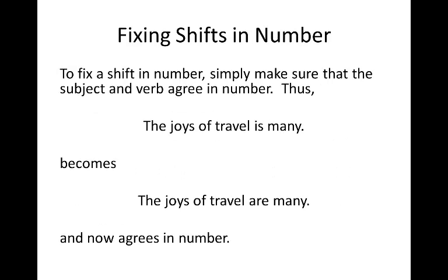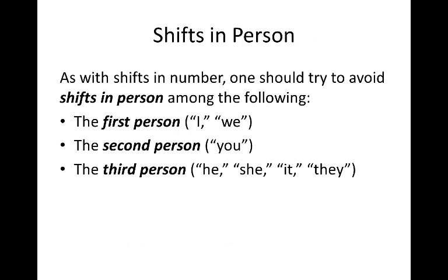To fix a shift in number, that too is easy. Simply make sure that the subject and verb agree in number. Thus, "the joys of travel is many" becomes "the joys of travel are many," and guess what? It now agrees in number, and so all is well.